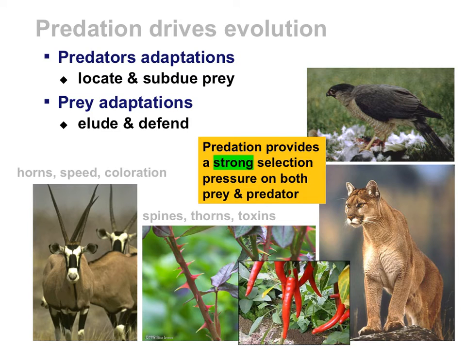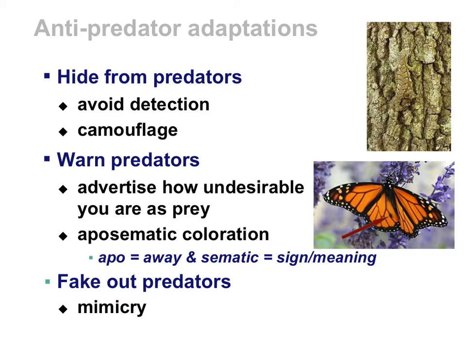And predator and prey relationships really are a focus because they provide strong selective pressures on each other. Predators drive strong selective pressures on the prey populations to survive, and prey populations can select the best hunting or locating characteristics in predator species.